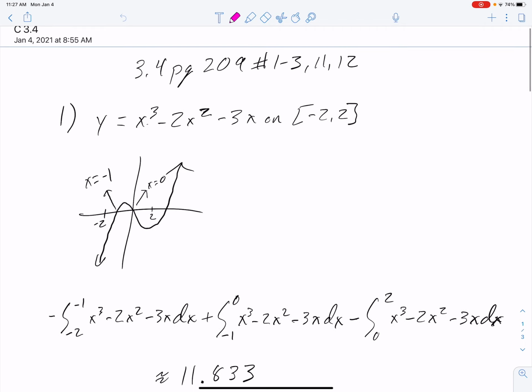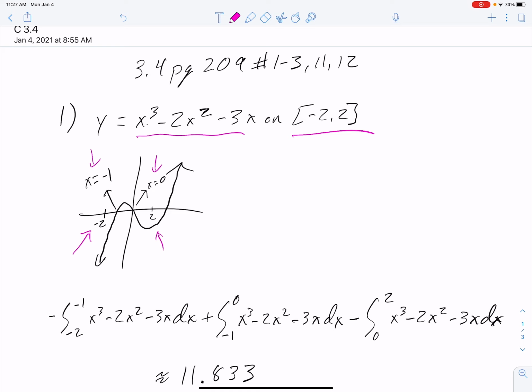So 1, 2, and 3 ask about area. And again, since they ask about area, I know that I need to look at my graph, I need to find my x-intercepts and determine where my graph is above the x-axis and beneath the x-axis during the interval. So, graphed my function, found my x-intercepts, and I'm looking at -2 to 2.